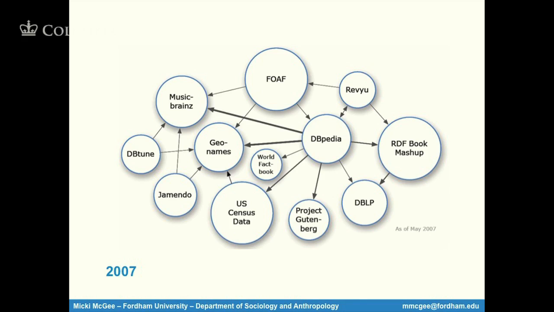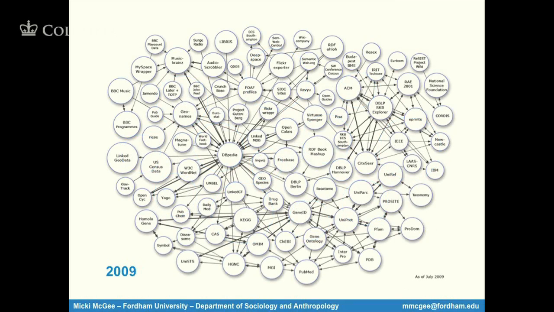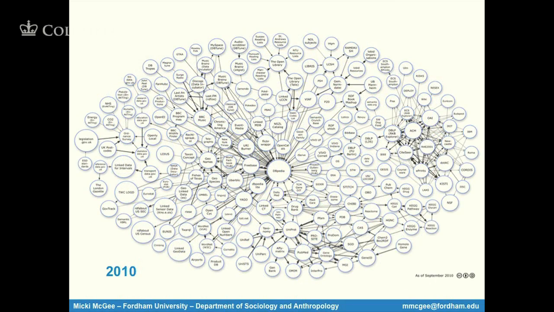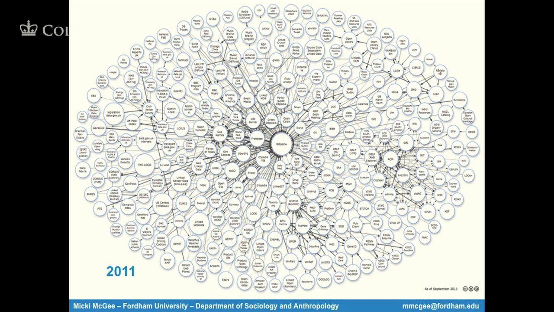In 2007, you saw just a few areas of linked open data. 2009, it's looking like this. 2010 is looking like this. This is close to the slide Cristina showed. Hers was color-coded by type. In 2011, it's breaking out of the frame. I mean, it doesn't really sit well in a slide.